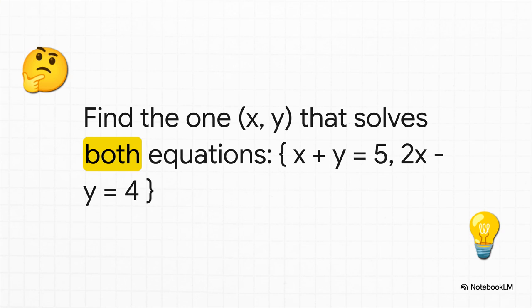Here's a classic problem you've probably seen before, a system of two equations. The goal is to find the one single value for x and the one single value for y that makes both of these statements true at the same time. Now you could solve this the old-fashioned way, but there's a much cooler way.